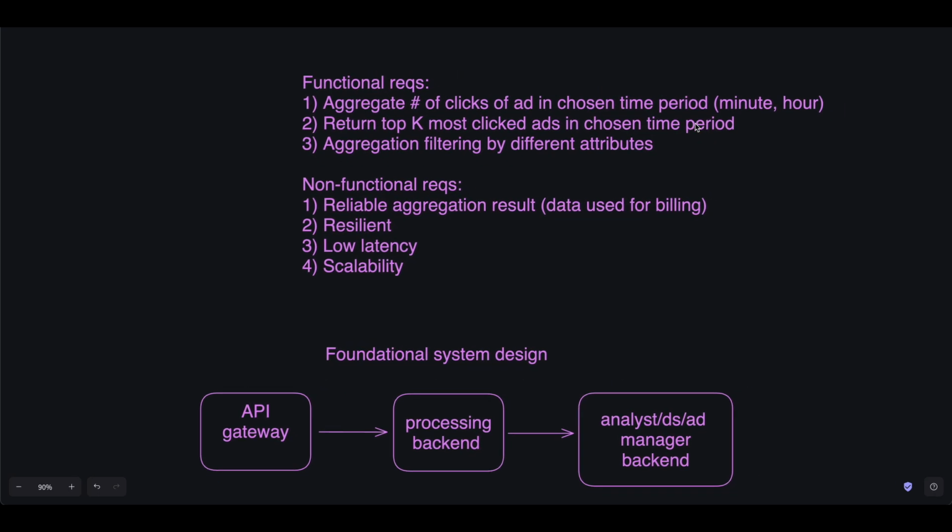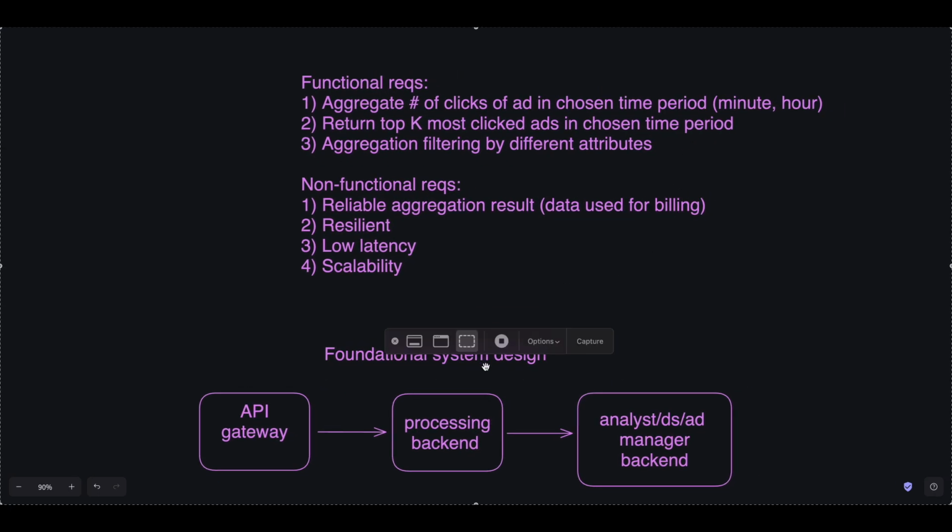First of all, we need to discuss requirements. We need to aggregate the number of clicks of an ad in a chosen time period, minute, hour, month, whatever. Return the top K most clicked ads in a chosen time period, and also apply aggregation filtering by different attributes. For non-functional requirements, we need to make our services reliable to give good aggregation results, and in general we're going to be using the data for billing, because the more clicked an ad is, the more money we can charge for it.